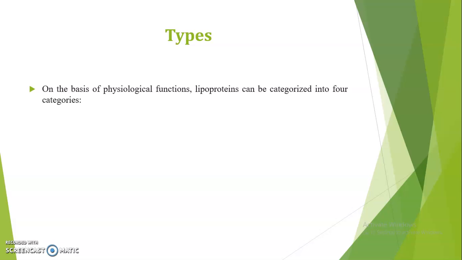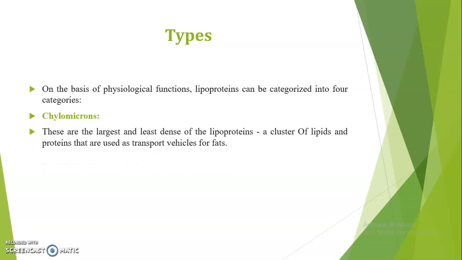They are namely chylomicrons, then LDL, which is known as the low density lipoprotein, then VLDL, that is the very low density lipoprotein, and HDL, that is the high density lipoprotein. One by one we will discuss these lipoproteins. First we will discuss the chylomicrons.